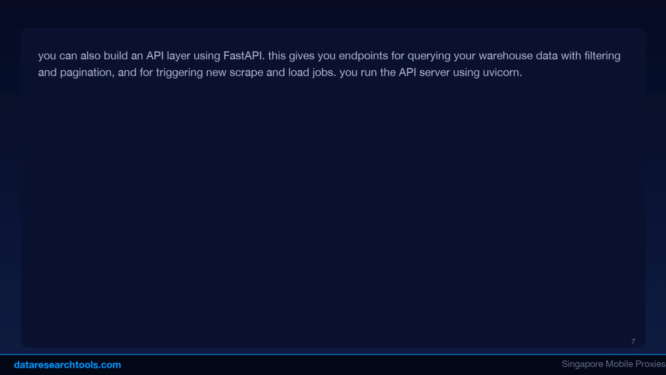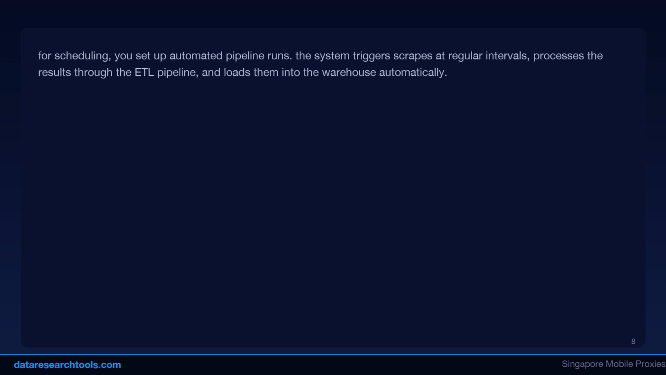For the warehouse platform, several options work well for scraped data. BigQuery from Google Cloud is excellent for large datasets with its pay-per-query pricing model. Snowflake offers strong performance with automatic scaling. Postgres works well for smaller operations and is free. And ClickHouse is great for time series data and fast aggregations.